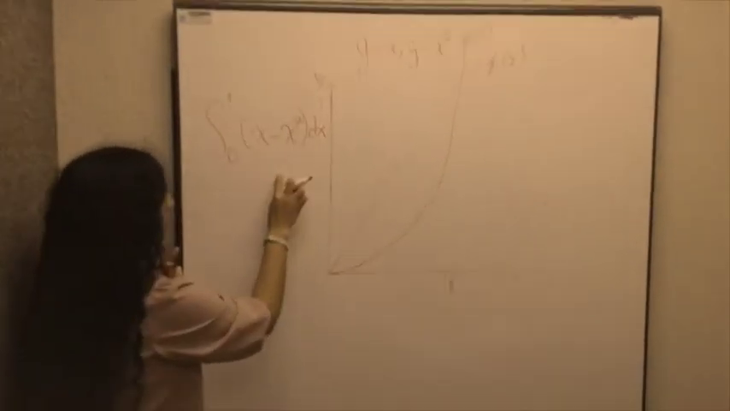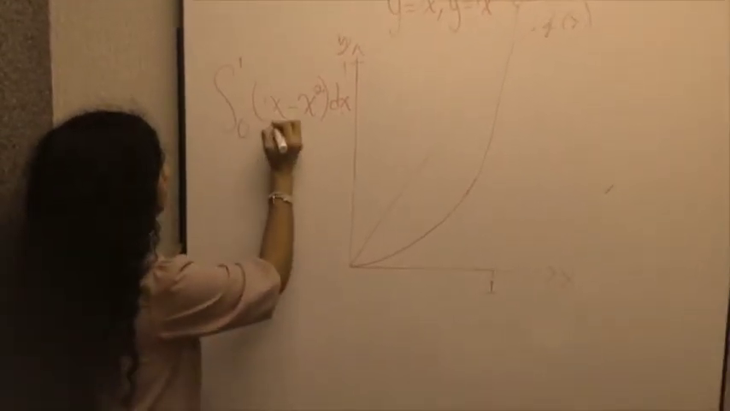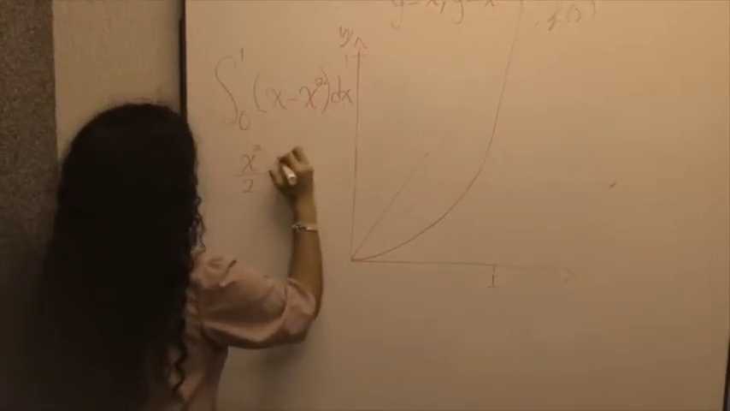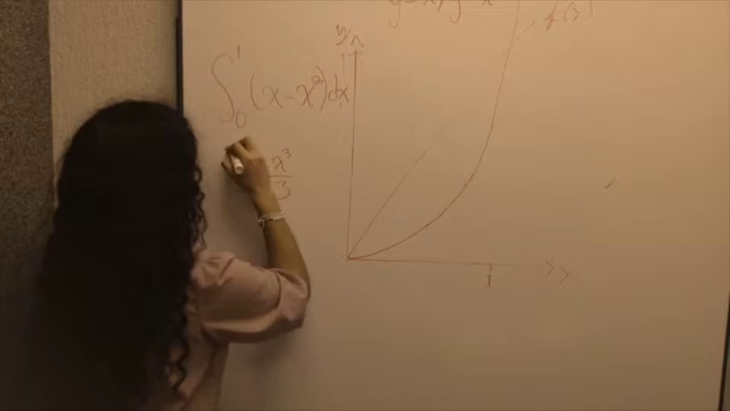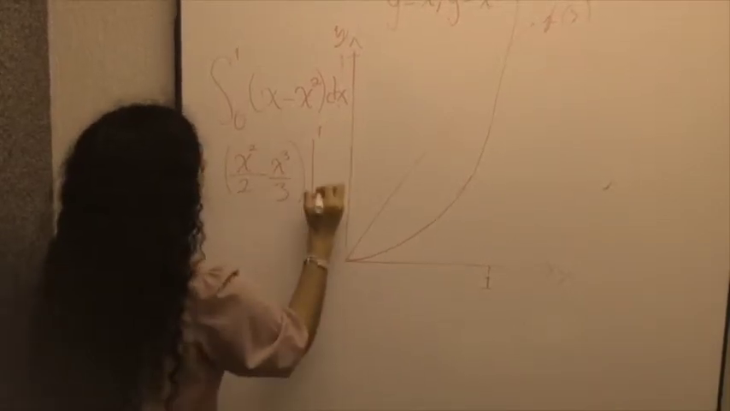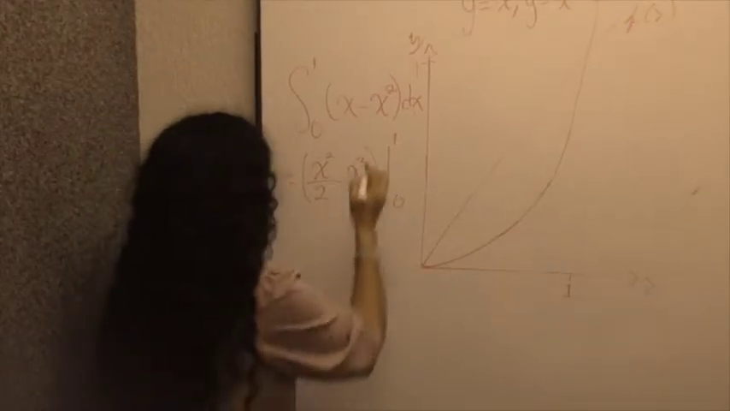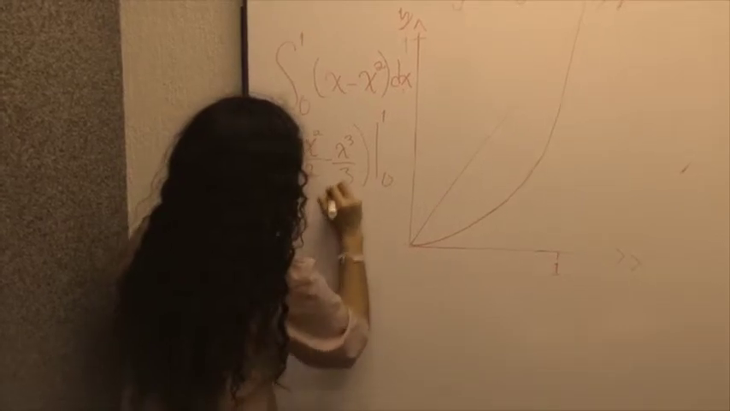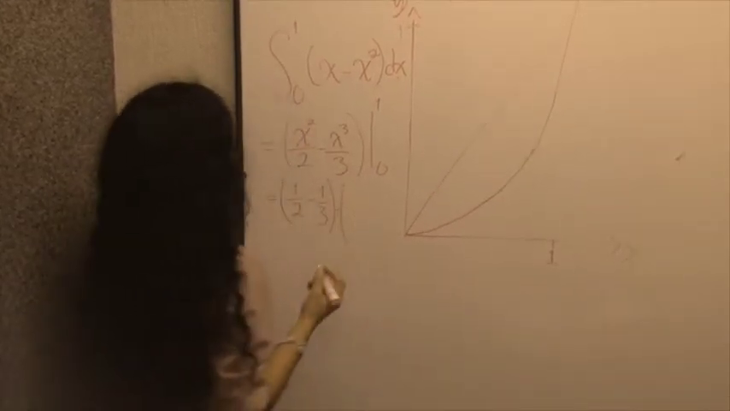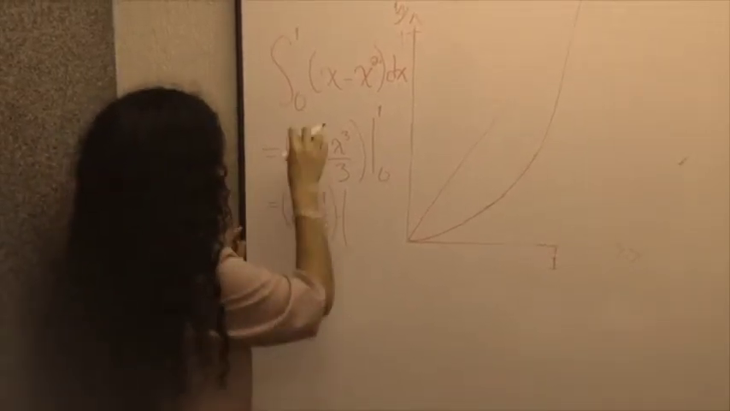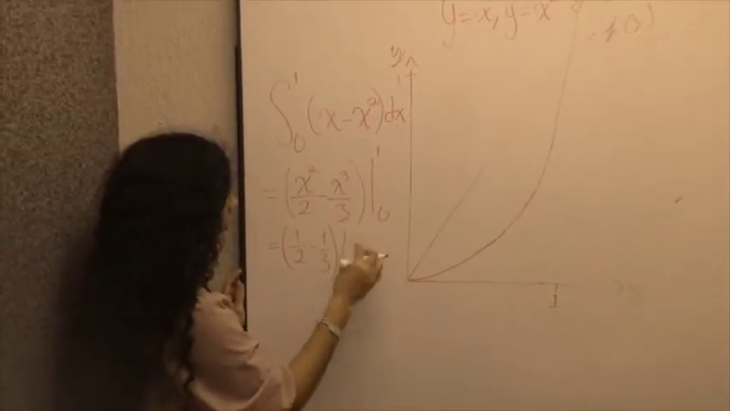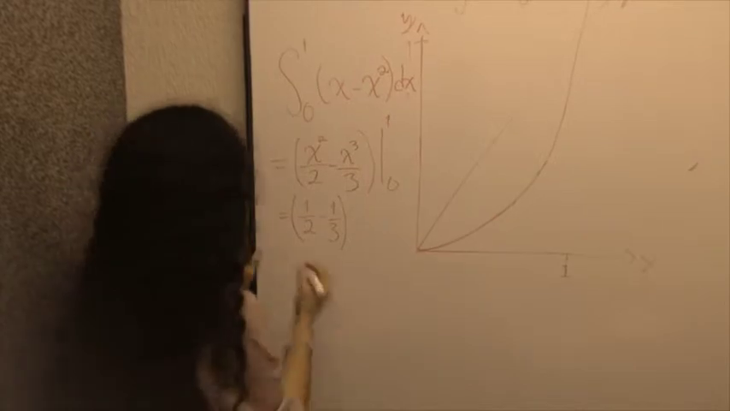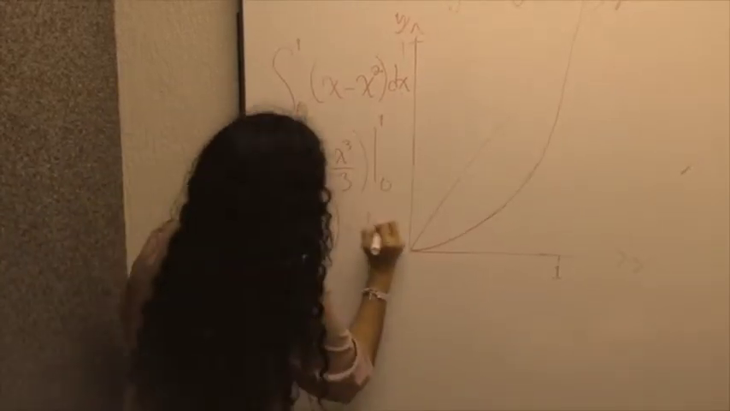And then we need to integrate the equation. So we need to integrate the function, and then we need to substitute the values 1 and 0. And because it's a 0 here, all the values in the equation are equal to 0, and then we don't need to do the second substitution. And then this will be equal to 1 over 6.